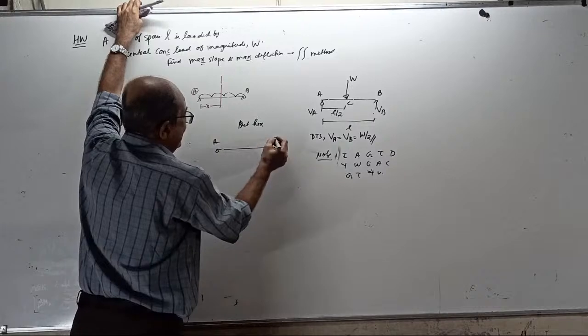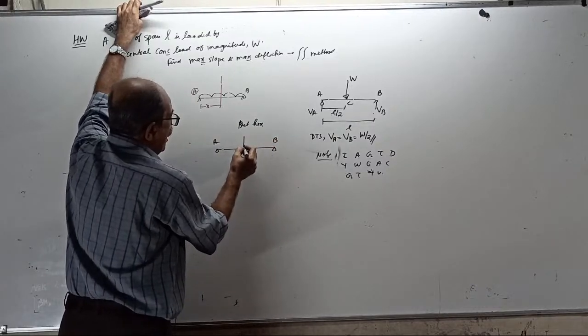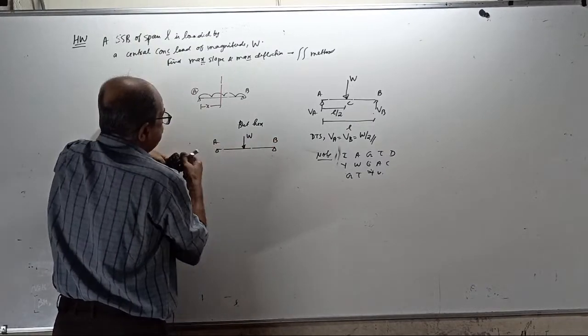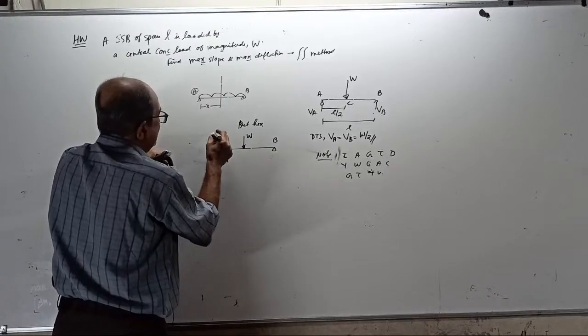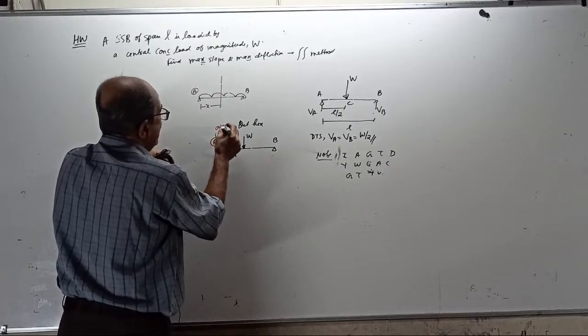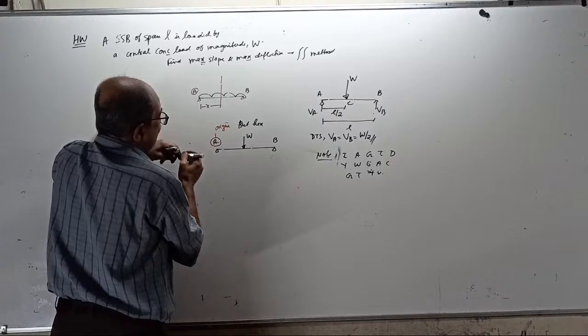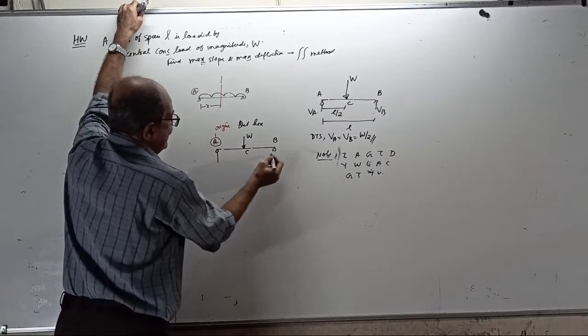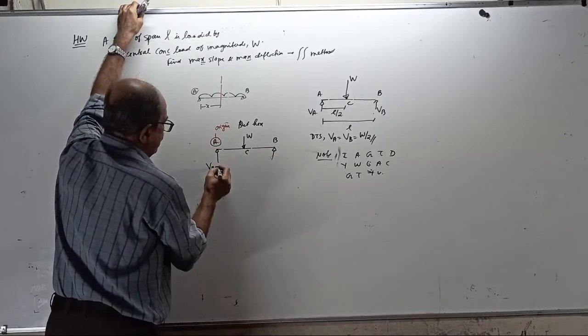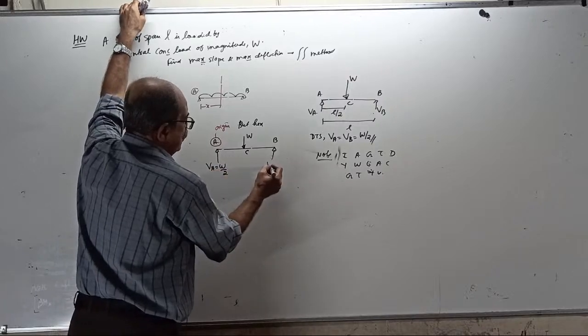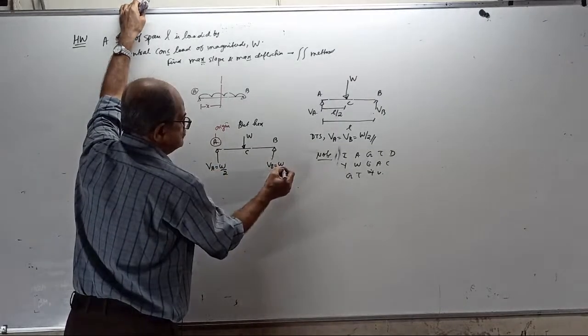This is A, this is B. This is point load W. If I take A as origin, then ABC, reaction VA equal to W by 2, reaction VB equal to W by 2.